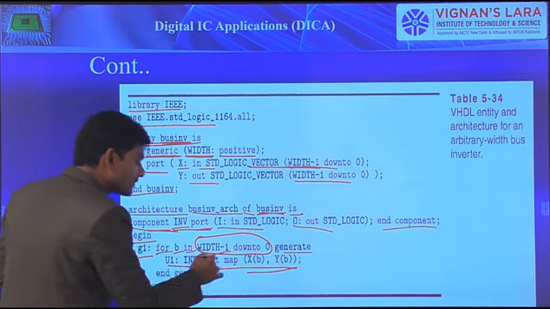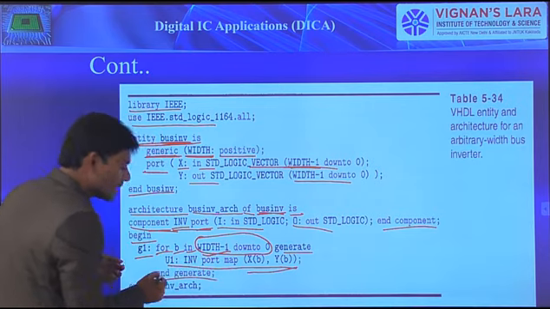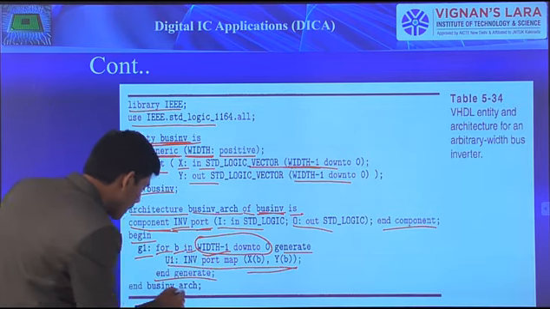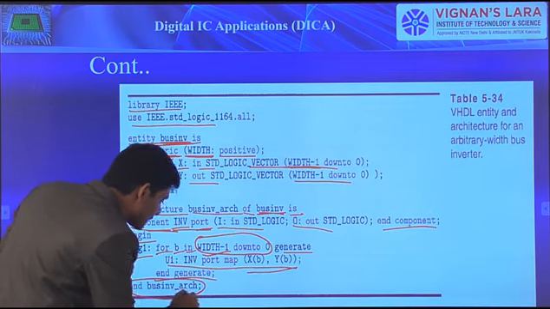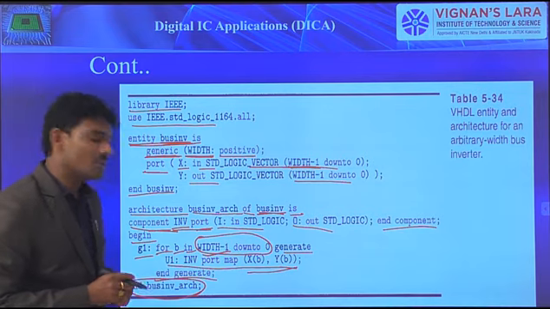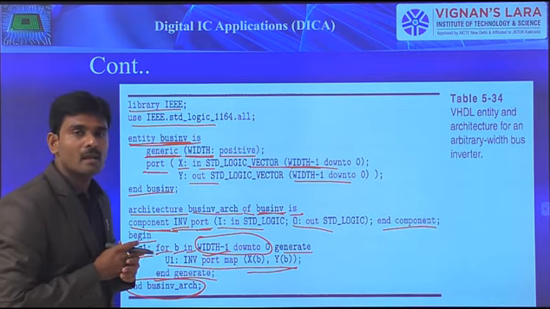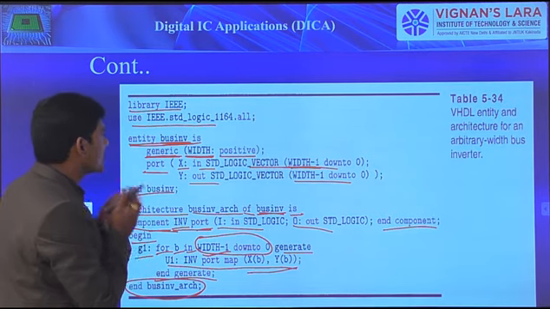Finally, after completion of this, end generate, so we close that particular for loop. Then after that we end the architecture by using end bus inverter_org. So this is what it is regarding this particular one.